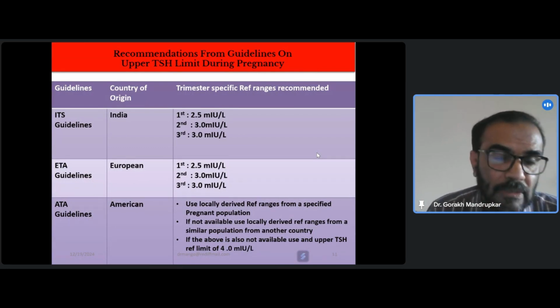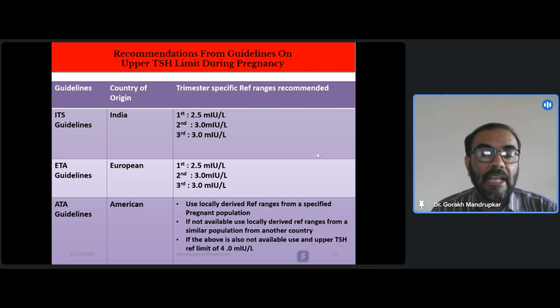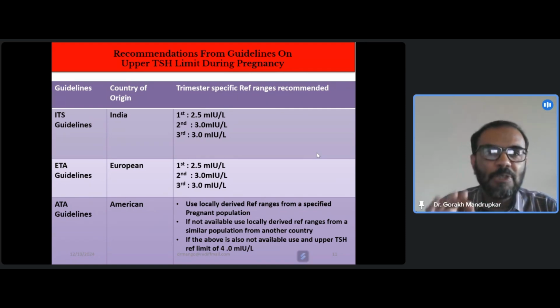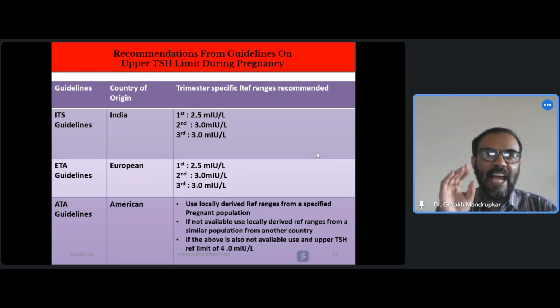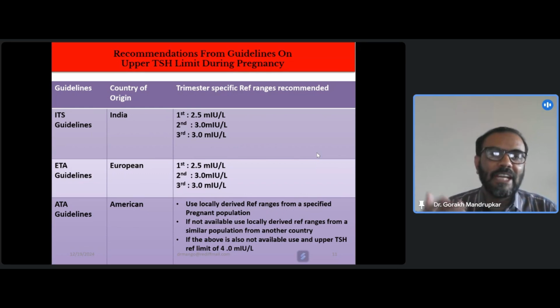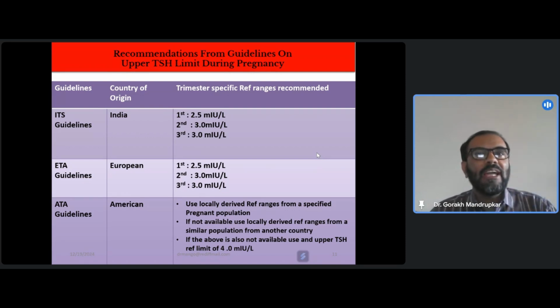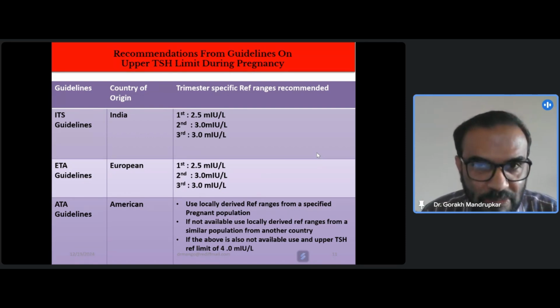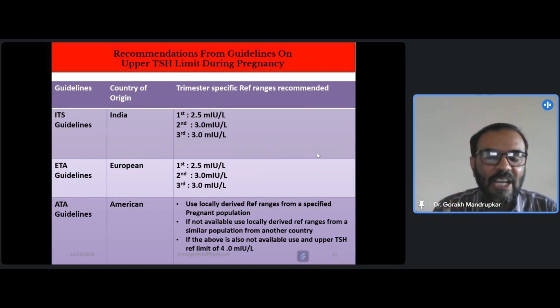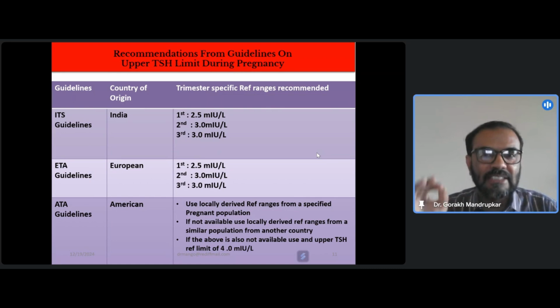Now there were so many confusions about the levels. What should be the level? The first and foremost thing we all should keep in mind: please do not do T3, T4 in pregnancy at all, because they will vary. And you may even get a report that T4 is high but TSH is normal, or T4 is also high and TSH is also high. So we will not go into those confusions. Simple thing, screen all patients with ultra-sensitive TSH. That's it.